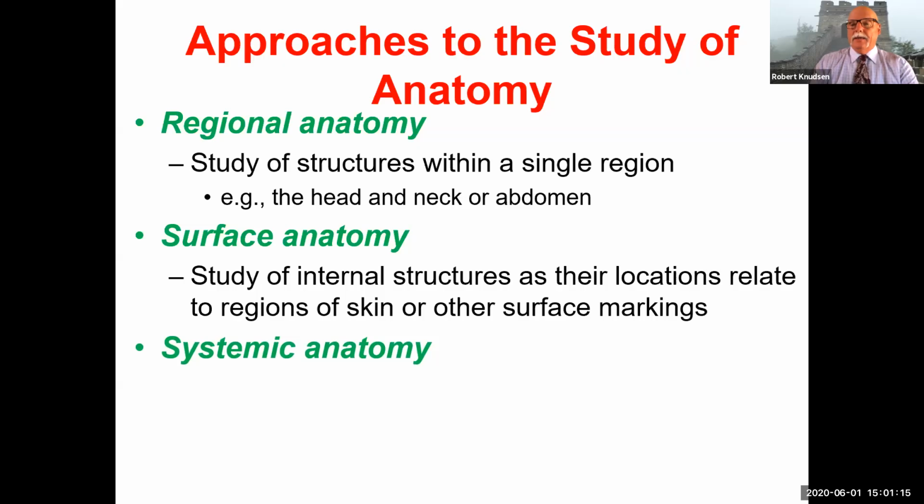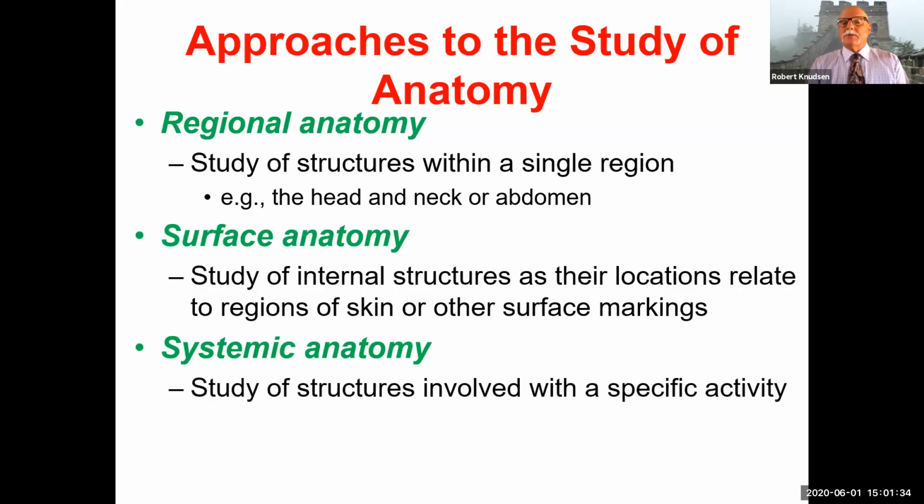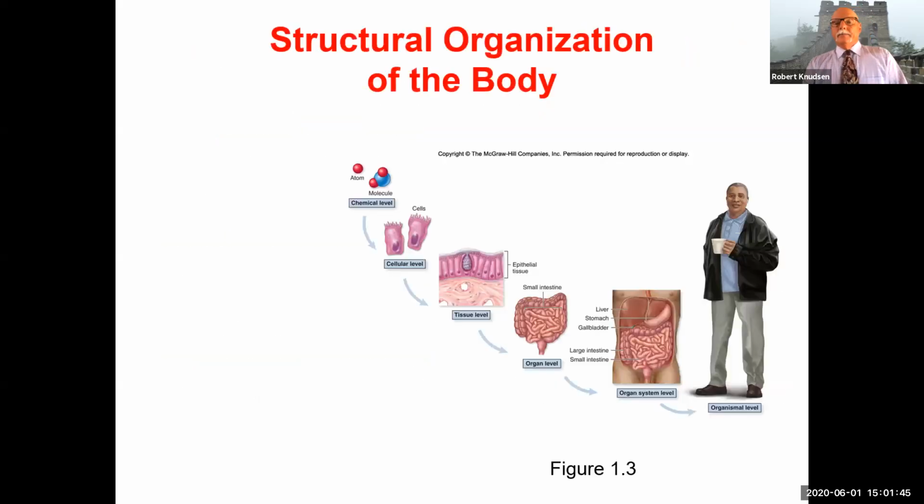Systemic anatomy. That means systems. Okay. The integumentary system, the muscular system, the skeletal system. Get it? The nervous system. That's the way we'll approach it. So it's the 3rd one, but I want you to know which each one is, okay? Study of structures involved in a specific activity. That means like circulatory, respiratory, that kind of stuff. Digestion, reproduction. Okay, good. All right.